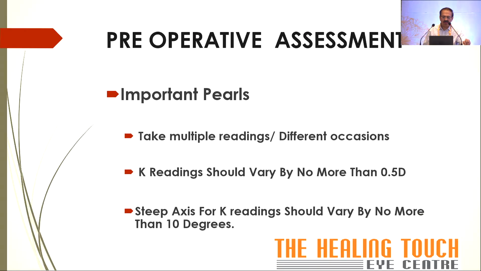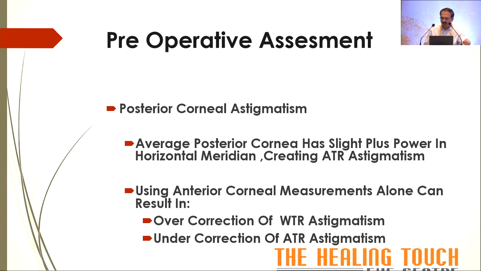For the right accuracy levels, your K reading should not have a difference of more than about 0.5 between various instruments and at different occasions. And the axes should not have more than a 10-degree difference between the two readings. So once you get all this, I generally take multiple readings on multiple instruments and take an average of it. This is what fits my clinic and my patients the best.